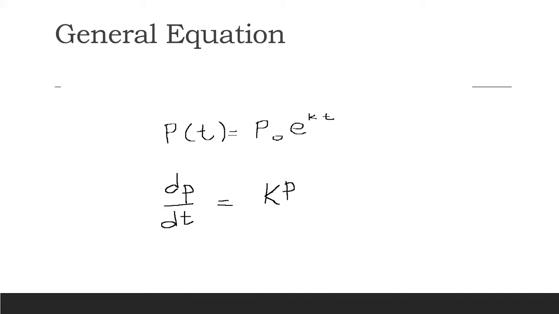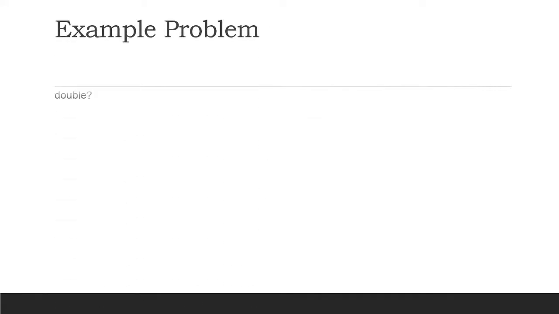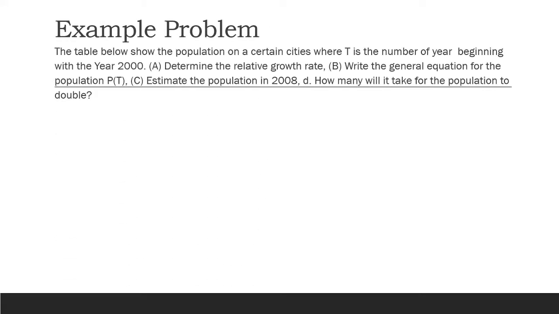Let's work on this problem. The table below shows the growth of population on a certain island where t is the number of years beginning with the year 2000. Determine the relative growth rate.